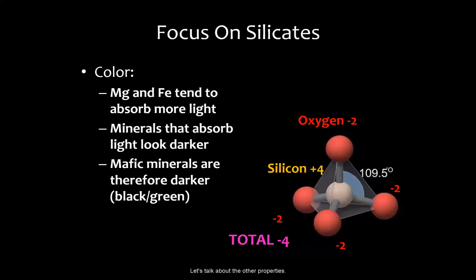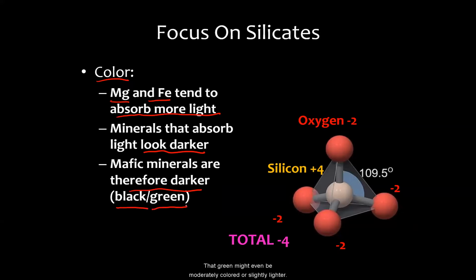Okay, let's talk about the other properties. So for silicate minerals and their color, magnesium and iron, for processes that you'd only learn about in like physical chemistry classes, they tend to absorb more light. As a result, they're going to look darker in color. Therefore, mafic minerals with a lot of magnesium and iron in them are darker in color. They tend to be black, or sometimes they can take on a green color. And that green might even be moderately colored or slightly lighter. But the point is that this black and green color comes from the magnesium and iron absorbing light.